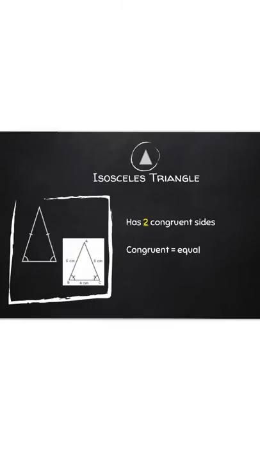The next triangle is an isosceles triangle. This has 2 congruent sides, or 2 sides are equal. On the triangle on the right, you will see that there's a 5 centimeter side and another 5 centimeter side, and then at the bottom it's 4 centimeters. You see 2 of them are equal, and that makes it isosceles. On the left-hand side, you see that there is a hash mark on one side and a hash mark on the other side to show you that that means they are equal sides.